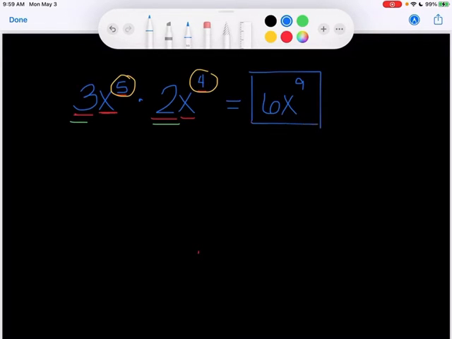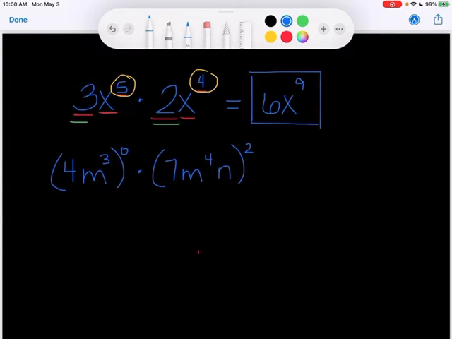All right, let's look at another one. Let's say that we have 4m cubed, all raised to the 0, times 7m to the 4th n, and that whole thing is squared or raised to the 2nd power. Okay, the first thing that we need to do is deal with this, and then we'll deal with this, and then we'll combine them. But that 4m cubed is all raised to the power of 0. Now this is one of those rules you have to remember. Anything raised to the power of 0 is equal to 1. So this whole thing right here, since it's raised to a 0, will equal 1.